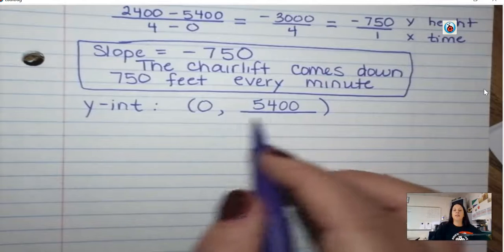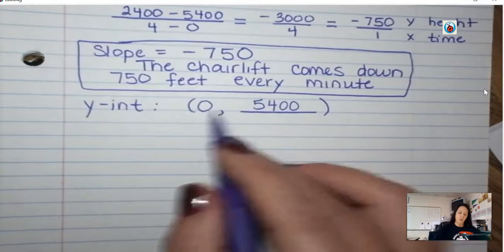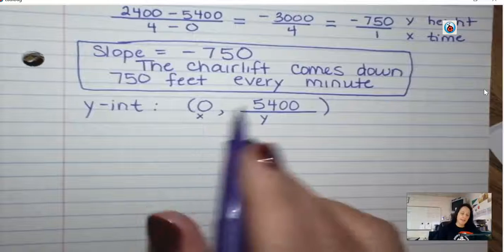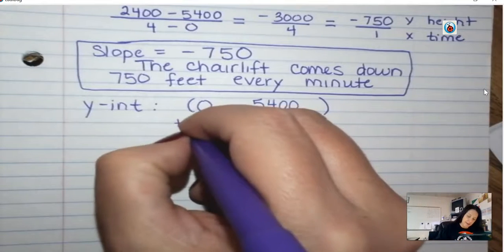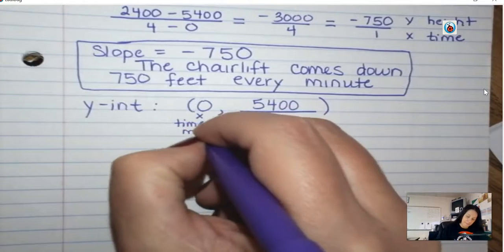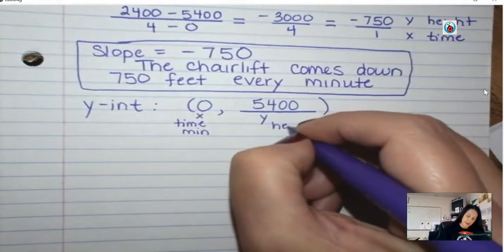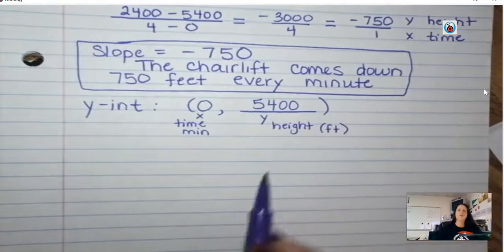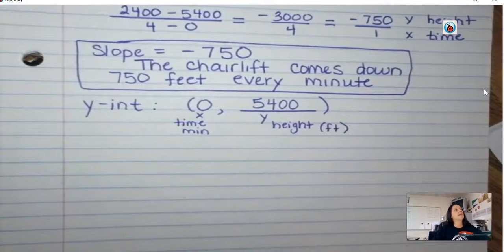Okay, I have to write this as a sentence. So when we have a point, this is always x and y. X stands for the time in minutes. Y stands for the height in feet. So I have to think about, how would I write this as a sentence? What does this even mean?